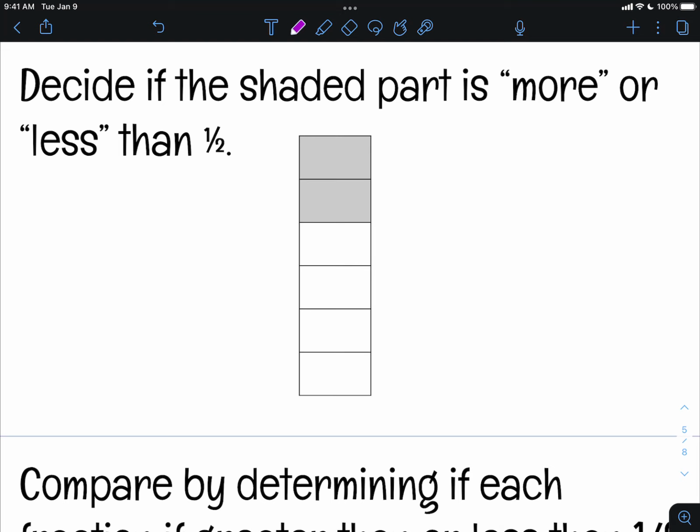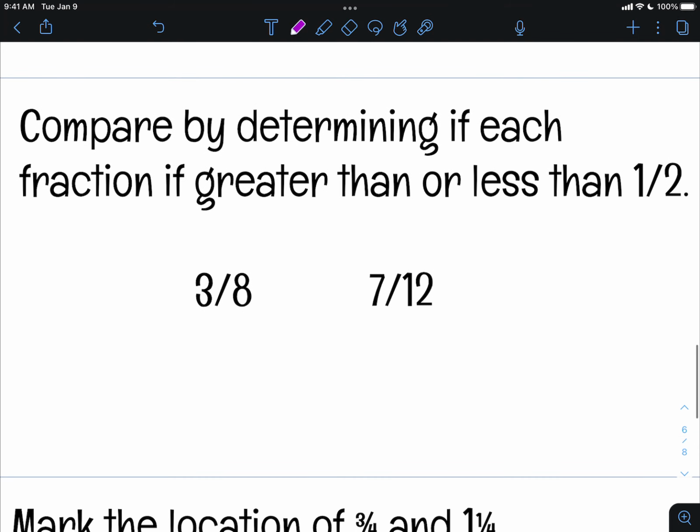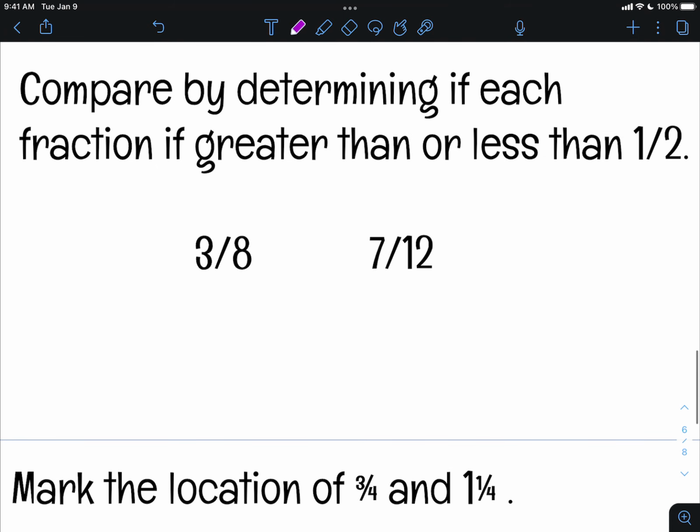If I were to cut this block of cheese in half, I'd slice it right here, and this right here would be half, but only part of it is colored in, so this one is less than 1/2. We can also compare fractions by comparing each one to half.